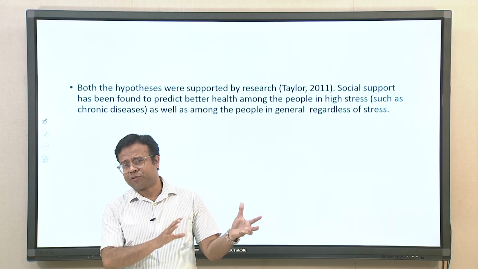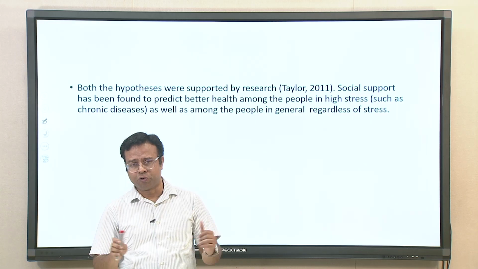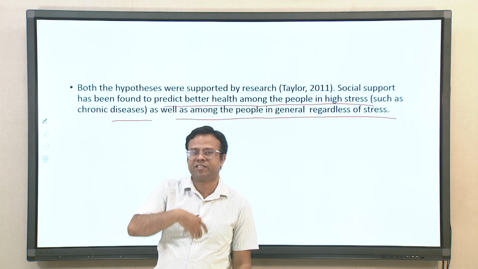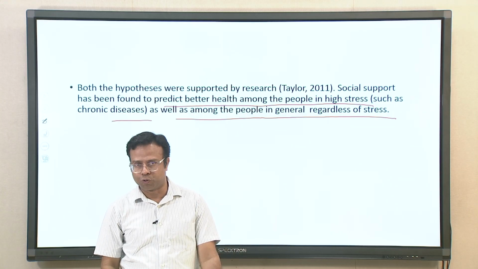Now, both the hypotheses or the models generally received support in the empirical literature. Social support has been found to predict better health among people under high stress, such as chronic diseases, as well as among people in general regardless of the stress. So, both the models have their validity and empirical support.